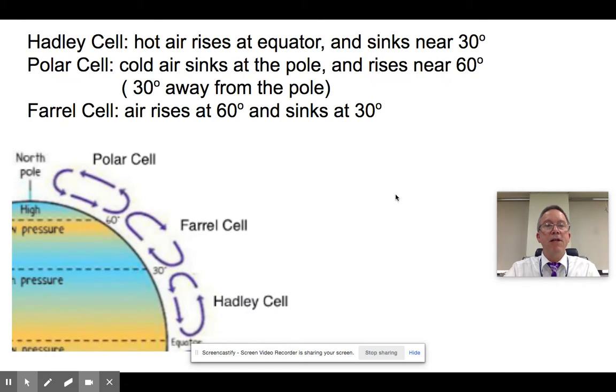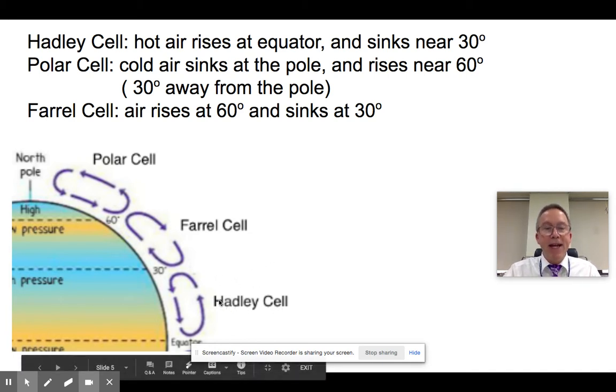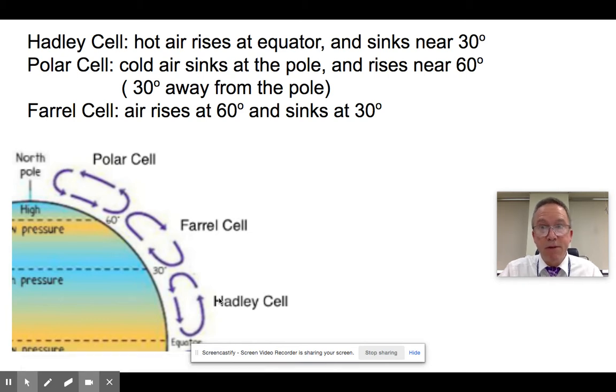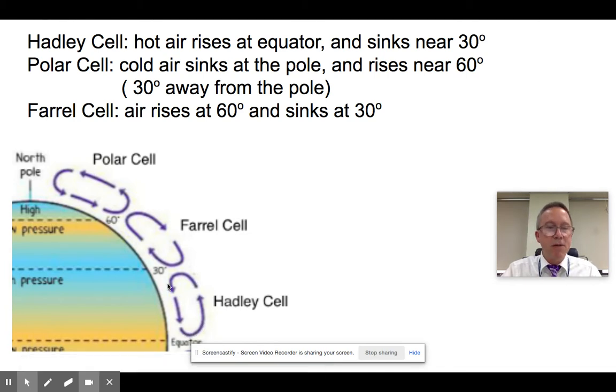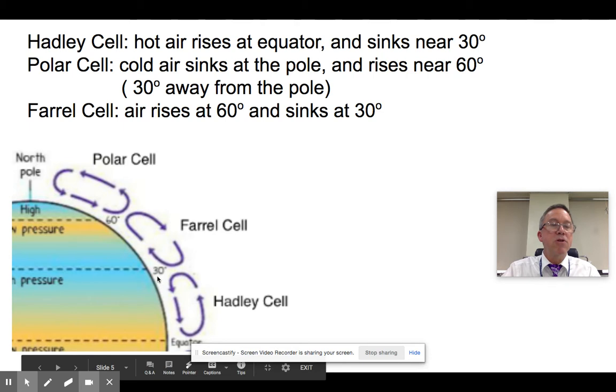Let's take a closer look at the ones in the northern hemisphere. They're the same in the southern hemisphere. It's just they go in the reverse order. So the cell that is closest to the equator is the Hadley cell. In the Hadley cell, which is definitely the most pronounced of them, the one that has the most aggressive motions, intense heating at the equator causes air to rise at the equator, and then it sinks at 30 degrees. So it flows along the surface of the world from 30 degrees towards the equator. So at the surface, the air is moving towards the equator.